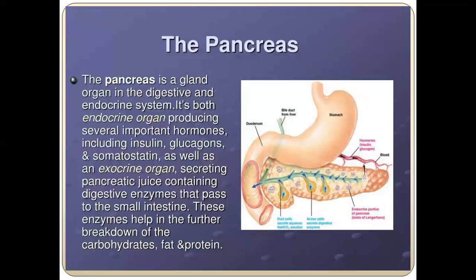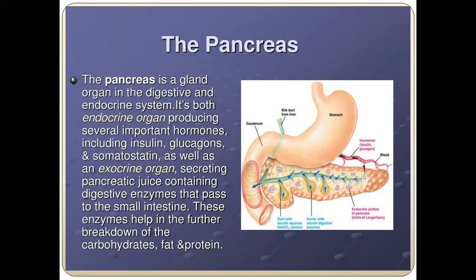Now the next gland is pancreas. All of you know about the pancreas. We know that the pancreas is an organ of the digestive system, but this is also a gland, a gland of our endocrine system. But we have studied about the endocrine system.